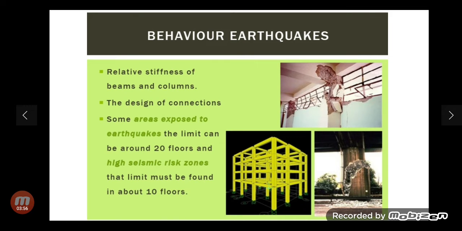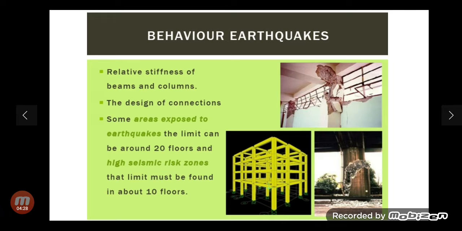Now what is the behavior? The relative stiffness of beams and columns will be the main consideration when earthquakes are considered. The design of connections, the relative stiffness of beams and columns, and the areas which are exposed to earthquake: the limit is around 20 floors, and in a high seismic risk zone, the limit is about 10 floors.